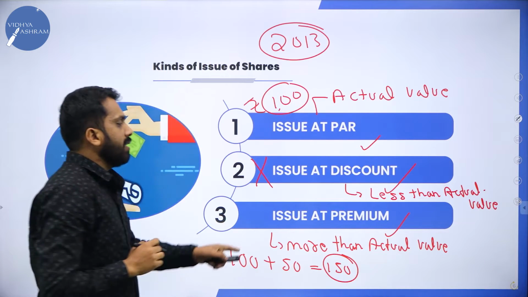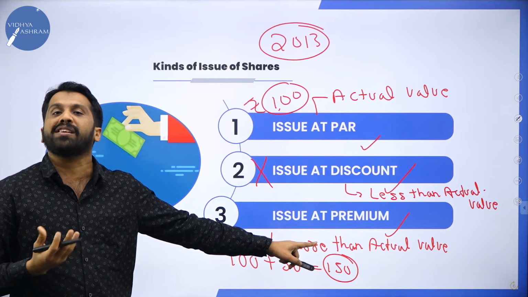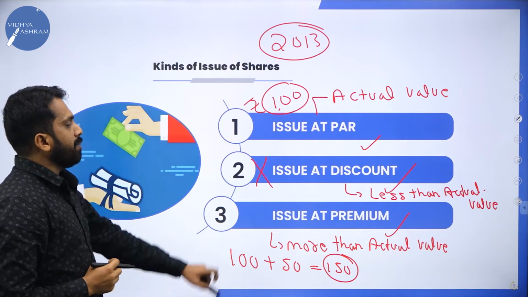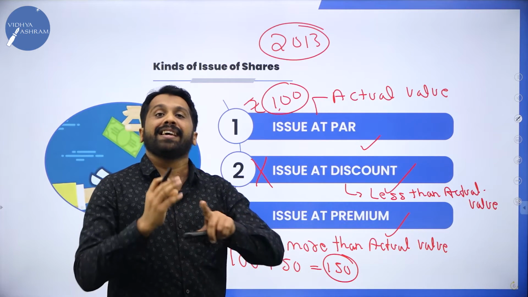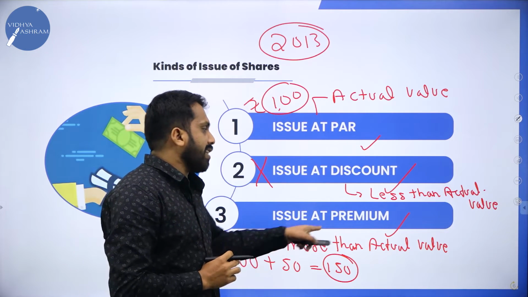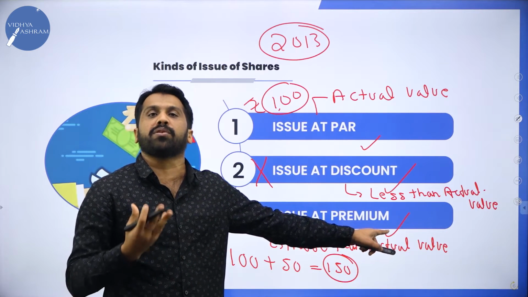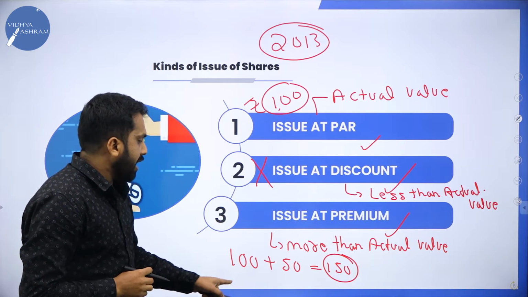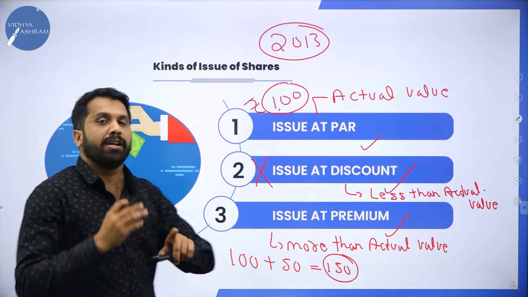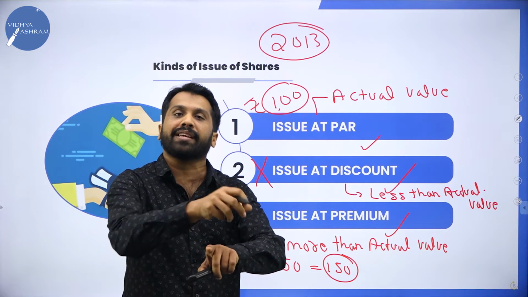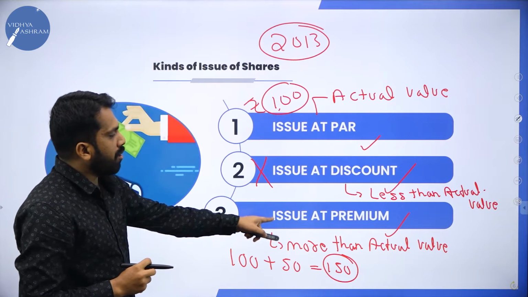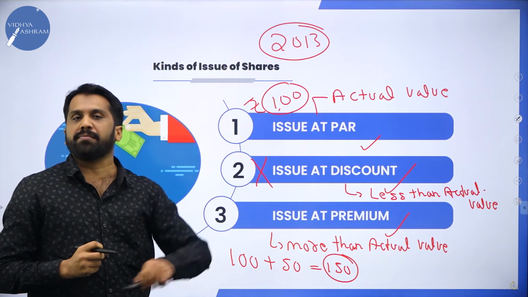150. This we call as premium, meaning we are paying more. For example, if you want a share of a company which is very popular, it is not easily available and competition is more, so what do we have to do? We have to pay more. The actual value is 100, but we pay double the amount to get that particular share. That is called issue of shares at premium.